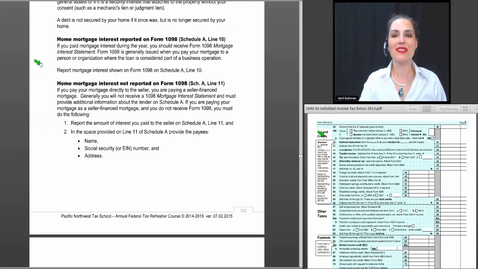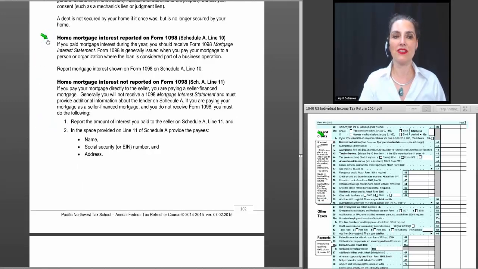Home mortgage interest that you would report on line 10 of Schedule A. If you paid mortgage interest during the year, you should receive Form 1098, Mortgage Interest Statement. Form 1098 is generally issued when you pay your mortgage to a person or organization where the loan is considered to be part of a business operation. And you would report mortgage interest that is shown on Form 1098 on line 10 of Schedule A.